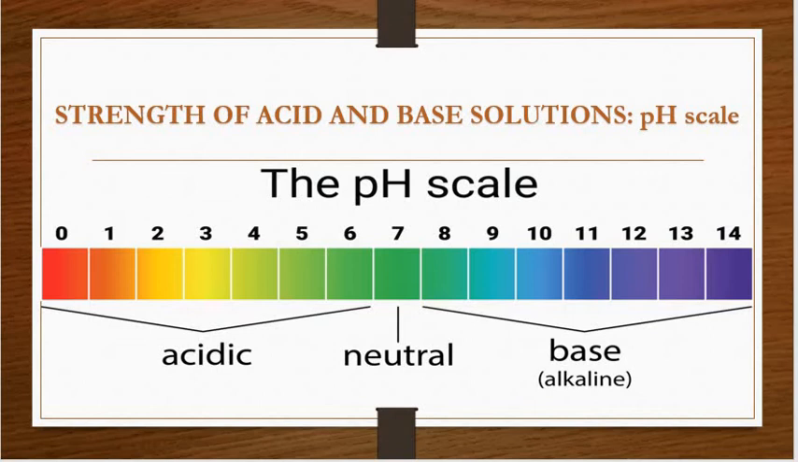At the extreme left, the pH value is 0. That means it is highly acidic. The hydrogen ion concentration is very high in that case. If I say the pH of a solution is 14, that means the hydrogen ion concentration in this solution is very low, or the hydroxyl ion concentration is very high, and it is basic in nature.